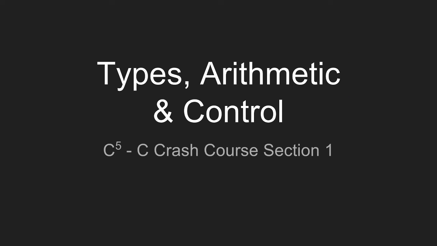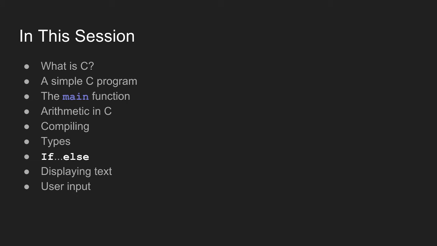So, in this course, we're going to be discussing a few different things split over 3 sessions. In this session, I'm just going to briefly describe what C is, show you a simple C program, show you how the main function works. We're going to do some arithmetic. We're going to do some compiling, so compiling some basic programs. We're going to look at the different basic types in C for storing numbers and numeric data. We're going to look at decision making based on inputs, so we're using if-else to do some branching. We're going to be displaying text and accepting user input.